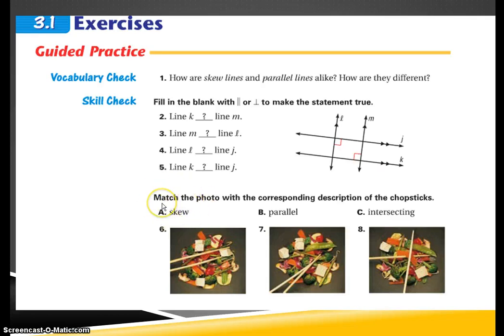Remember, skew means that they are not on the same plane. And it's kind of tricky here because skew would actually go with number 8. See right here in the middle how you have the two chopsticks separated by a piece of carrot? That little piece of carrot separates them onto two different planes. So that's going to make them skew. Parallel should be number 6. You're holding that piece of chicken. And then number 7, intersecting. Right here, your two chopsticks are intersecting right there by that piece of broccoli. So I really like this one.